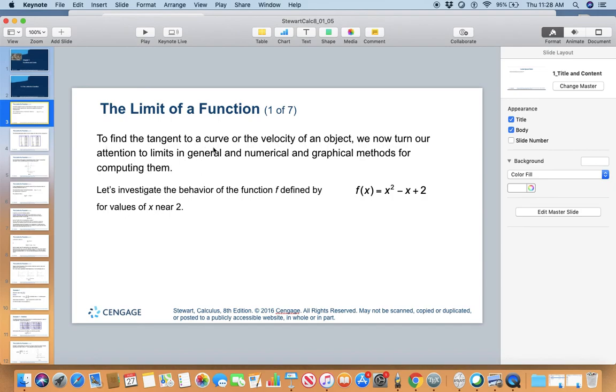To find the tangent to a curve or the velocity of an object, we now turn our attention to limits in general and numerical and graphical methods for computing them. Let's investigate the behavior of the function f(x) equals x squared minus x plus 2, for values of x near 2. Now that's important, near 2. We are not equal to 2, we are near 2. So what happens to values of x near 2?